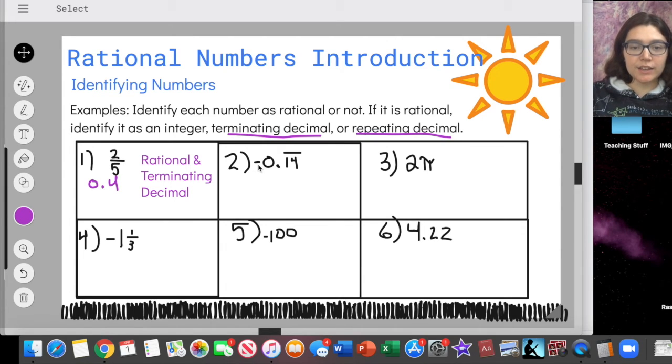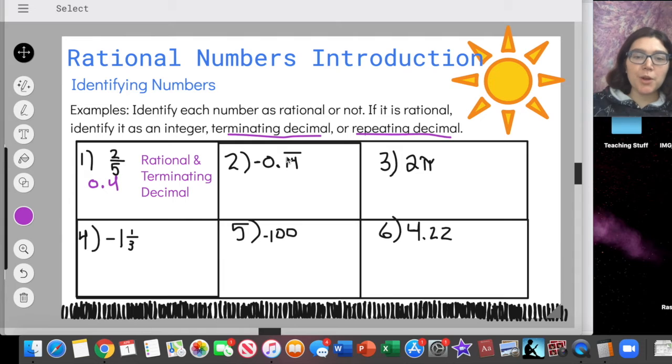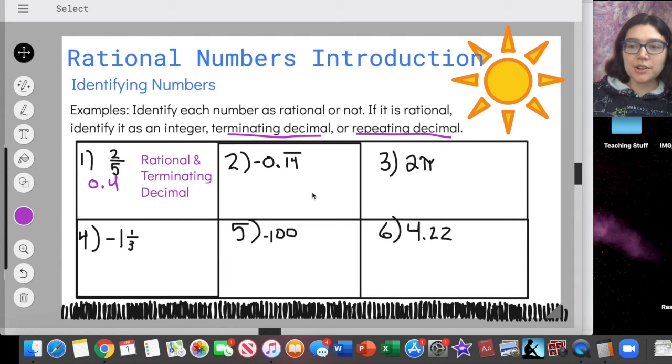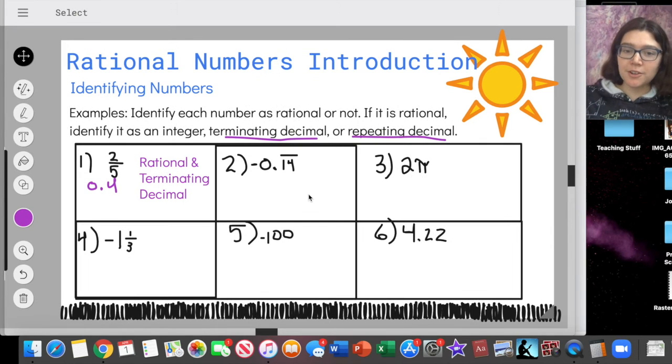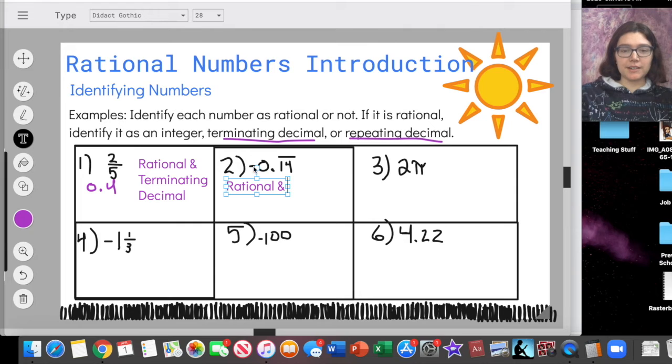We have negative 0.14 repeating. All right, well, first, is this a rational number? So basically, is there pi in it, or is there some weird thing where a number is going on forever with no repeating pattern? This number does go on forever, but there's a repeating pattern. This is negative 0.141414141414 forever. That's a repeating pattern. So that means that it is still rational, a repeating decimal.